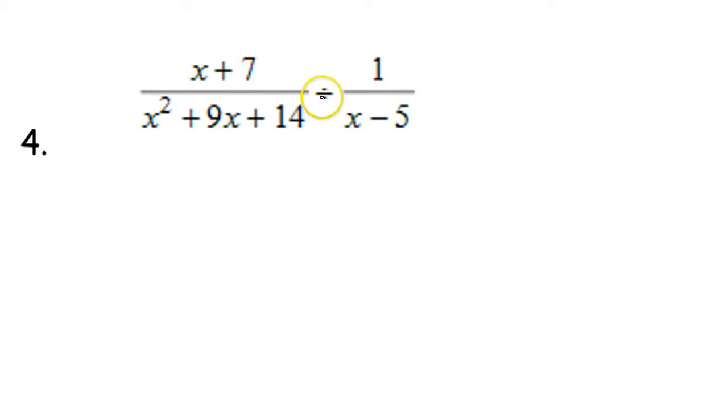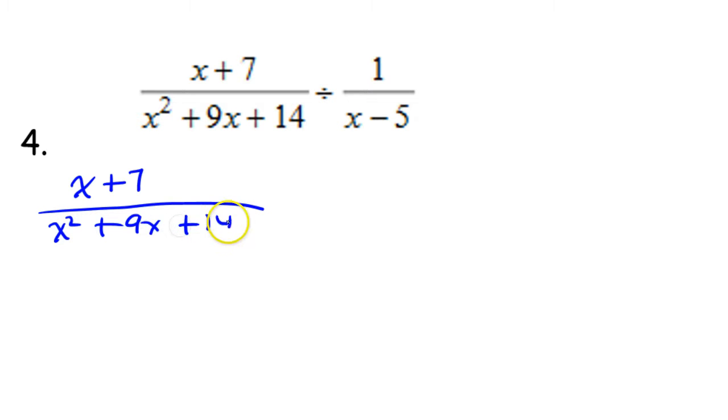When you divide a fraction, you multiply by the reciprocal. So I'm going to keep the first fraction the same, x plus 7 over x squared plus 9x plus 14, but I'm going to multiply by the reciprocal of the second fraction. I'm going to turn this fraction upside down. Okay. Now I'm going to factor and see if there's anything that will cancel out.